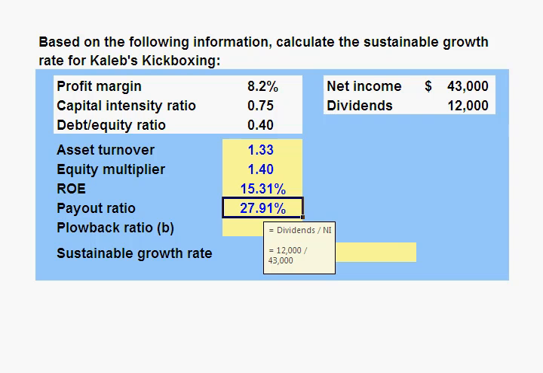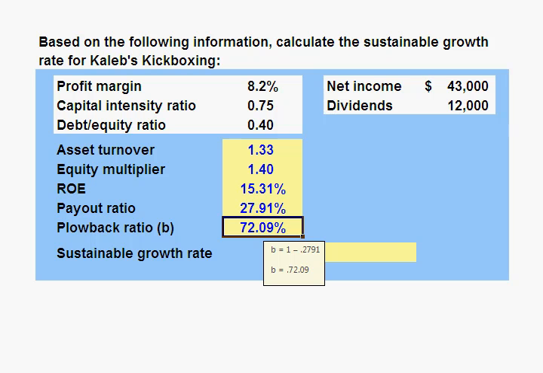We're paying out 27.91% of earnings in the form of dividends. Our plowback or retention ratio then is 1 minus the 27.91% dividend payout ratio, or 72.09%. Finally, we can calculate the sustainable growth rate.